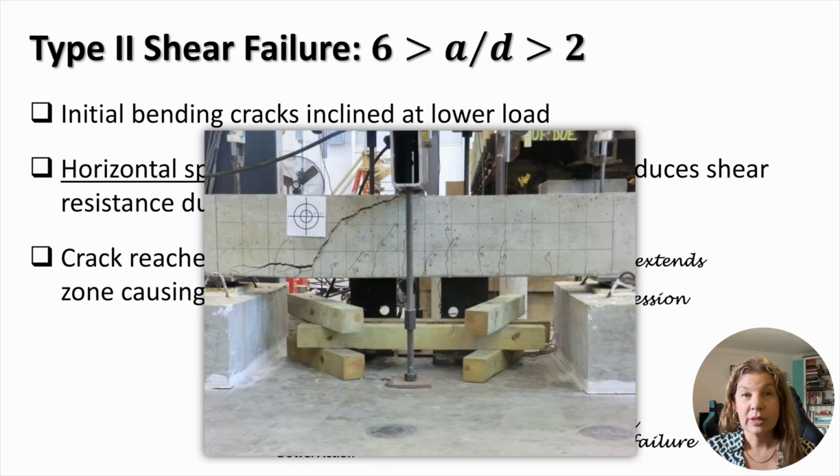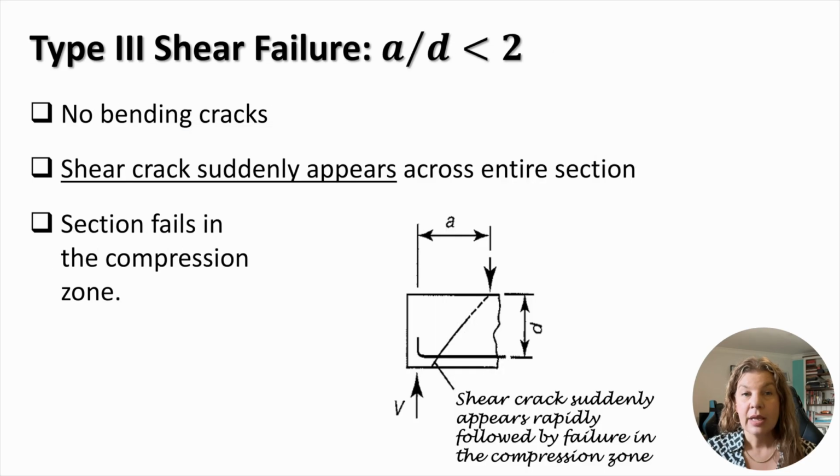In this picture, you can see a typical crack developed at failure in a beam with a shear span ratio between 2 and 6. Type 3 shear failure occurs in beams with a shear span ratio smaller than 2. In such beams, bending cracks do not develop. Instead, a shear crack suddenly appears across a complete section, which is followed by failure in the compression zone.